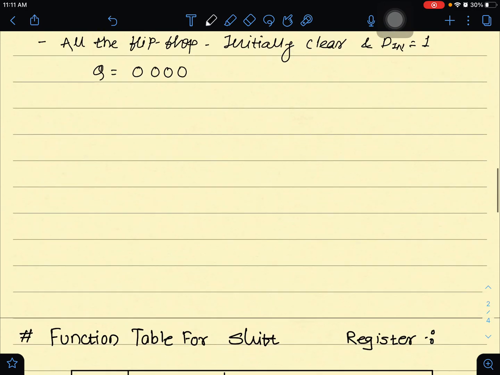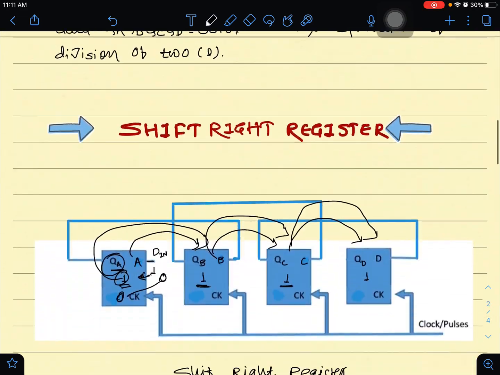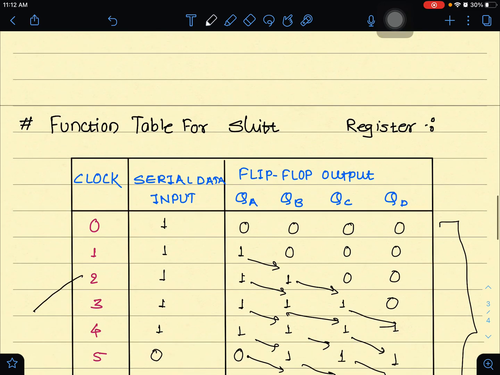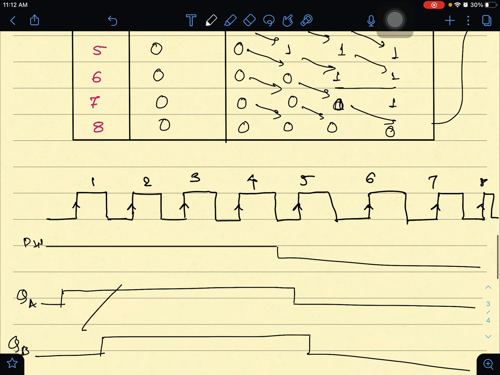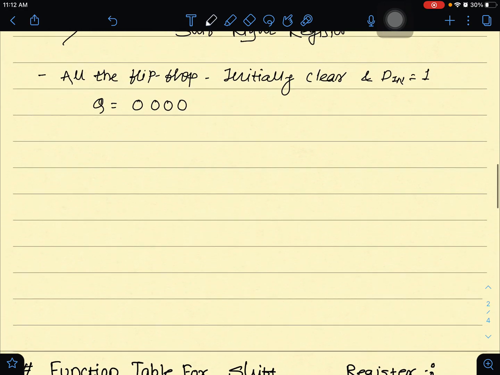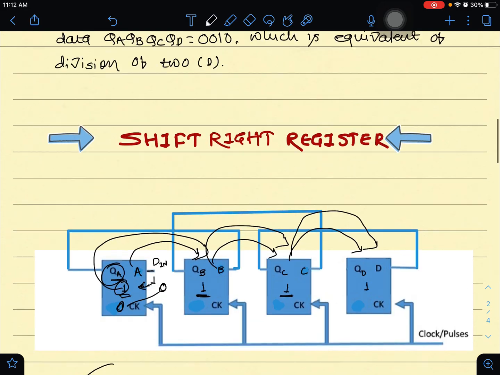Okay, so it is all about the shift right registers. It is the diagram. This is for the truth table and this is for the clock pulse. It is all about the shift right register. So guys, I hope these shift registers are understood very well. In shift registers, we discussed shift left in the first video and shift right in the second video.